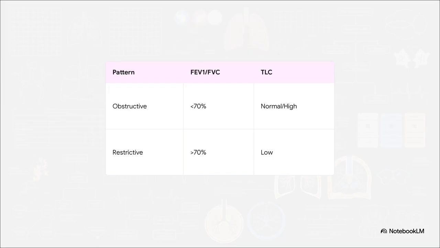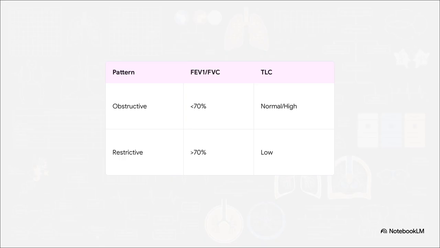Obstructive lung disease is defined by an FEV1 to FVC ratio that drops below 70% of what's predicted. The airways are narrowed, so that forced expiratory volume just plummets. Restrictive patterns, on the flip side, maintain a normal or, hey, even a high FEV1 to FVC ratio, but the overall lung volume, the total lung capacity, or TLC, is significantly reduced. They just can't fit the air in.